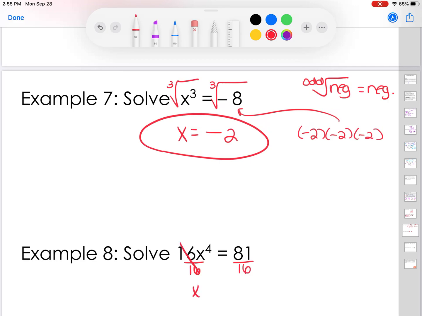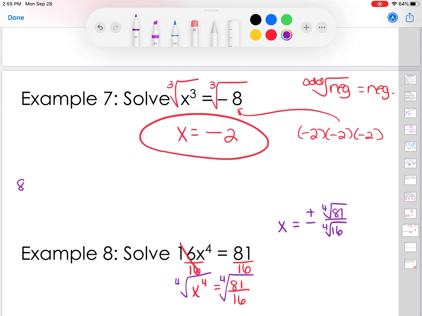All right, the next one, I should divide by 16 first to get rid of that. So if I do that, I'm going to get x to the 4th is equal to, let's see, 81 over 16. I don't believe that's going to simplify for us. But I can now take the 4th root of both sides. So x is going to be equal to plus or minus, and I'm going to take the 4th root of the numerator and then the 4th root of the denominator. I can treat those separately.